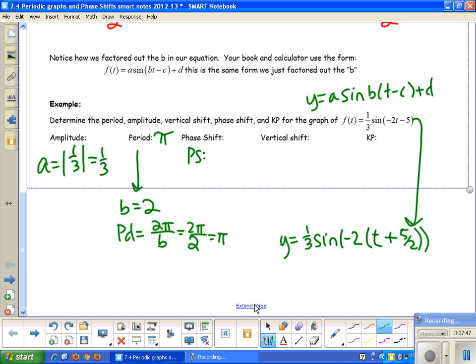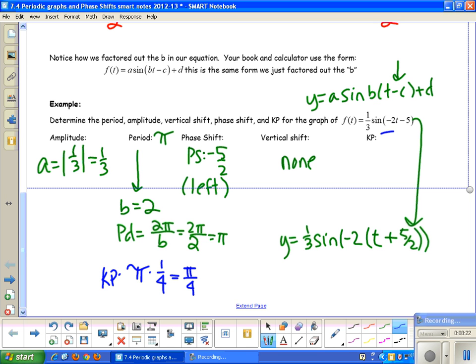So the phase shift in this case, or if you want to write your C value, would be equal to, we're moving it to the left 5/2 because it's plus 5/2, and notice your equation is normally minus, so it's going to be minus 5/2, so that moves it to the left. And your vertical shift, of course, there is no D value, so there is none, or 0 if you want to write. And your key points, how do you find those? You take the period of your function, which in this case is pi, and you divide it into 4 equal parts or multiply it by 1/4. So my key points would be equal to pi over 4.